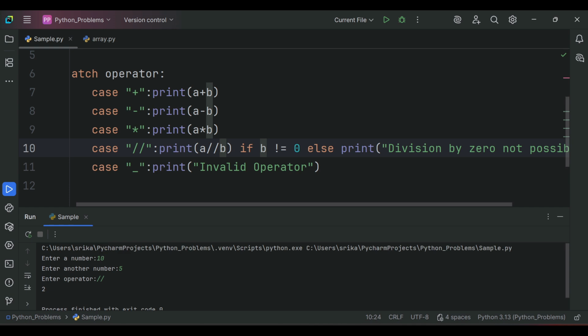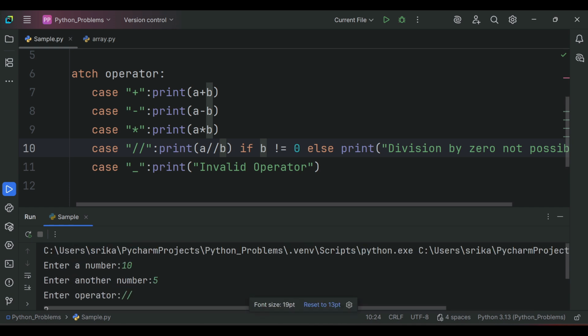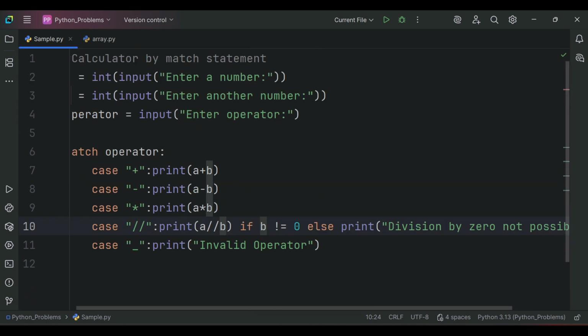See, like this. In this way you have to do the program. I hope you understand this program, friends. Now let's do another problem.